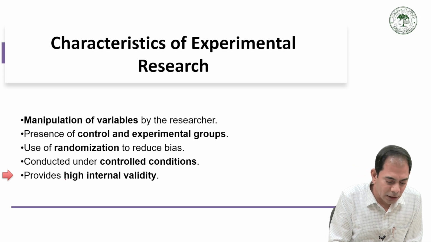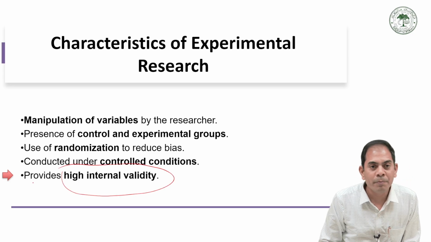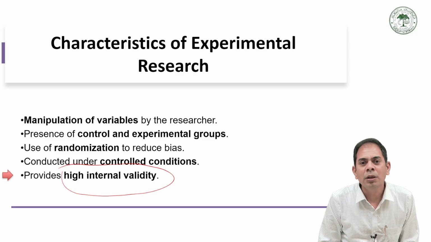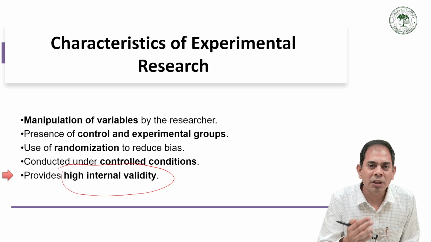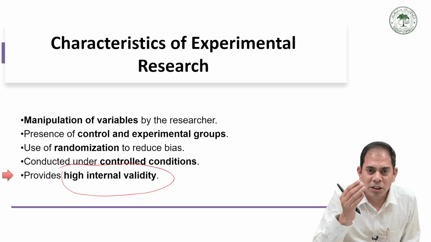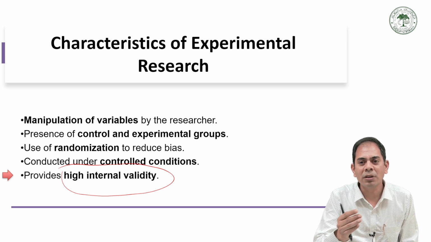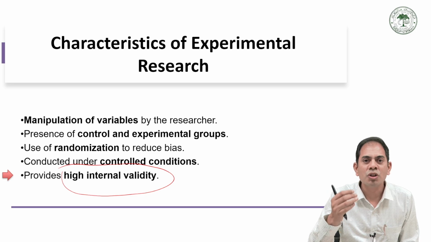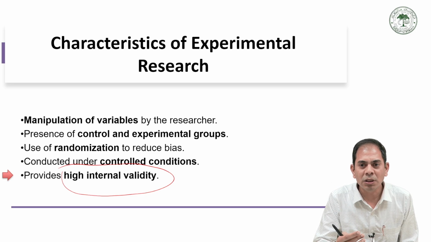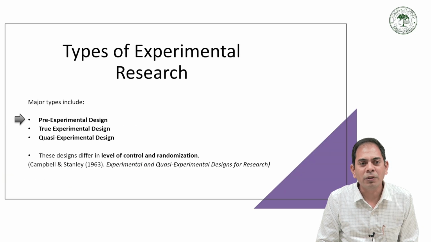Next is high internal validity. An important thing is that experimental research provides high internal validity. This means the results are trustworthy, showing the true cause and effect relationship. So, dear learner, these characteristics highlight that experimental research is a controlled, systematic, and highly accurate approach, widely used in physical education and sports sciences to test training methods and improve different kinds of performance.